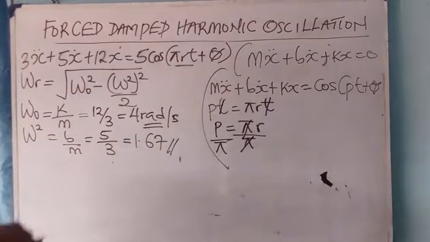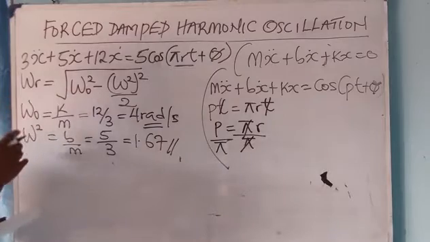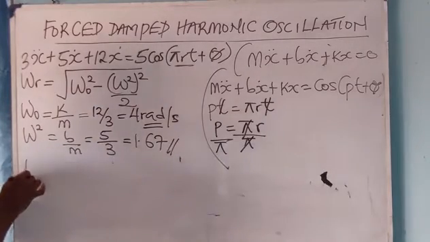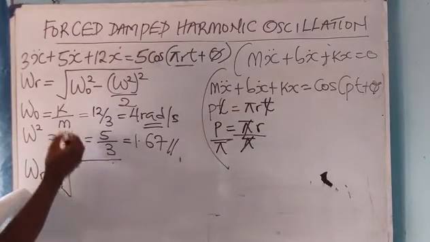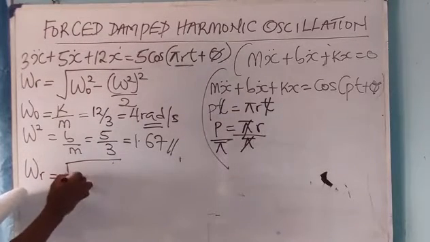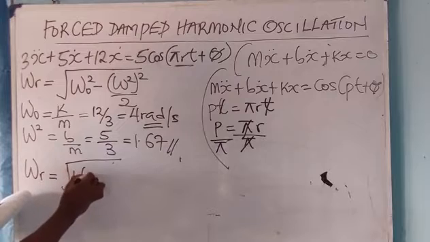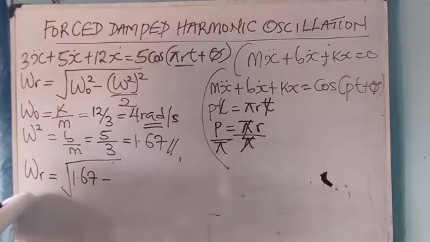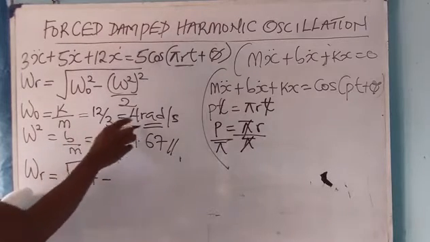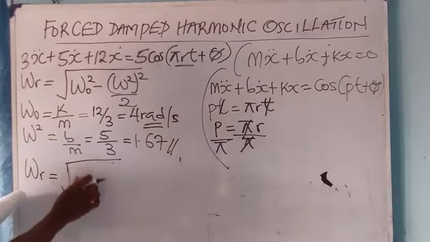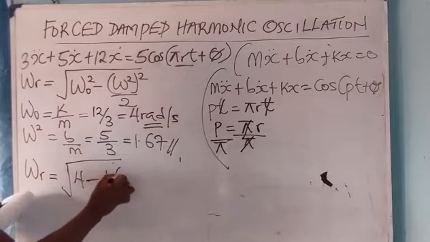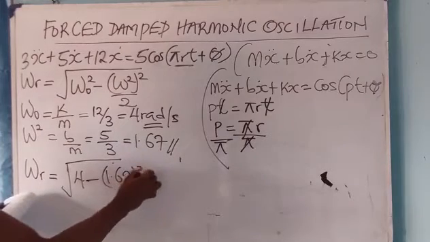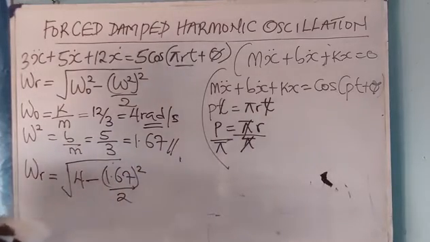Now for us to calculate the resonance frequency, we substitute, which means that omega r is equals the square root of 4 minus 1.67 squared over 2, because the natural frequency is 4. So let's do it.